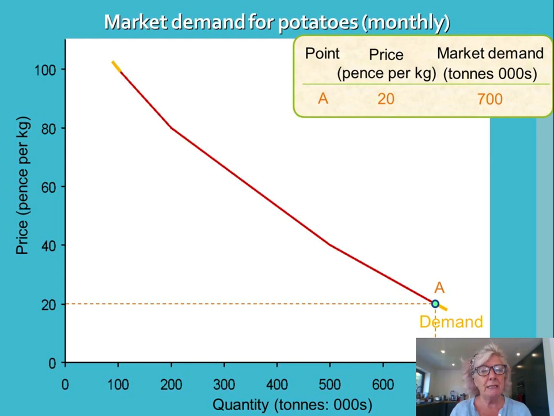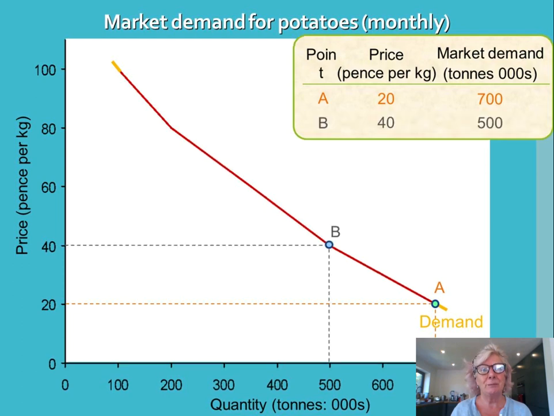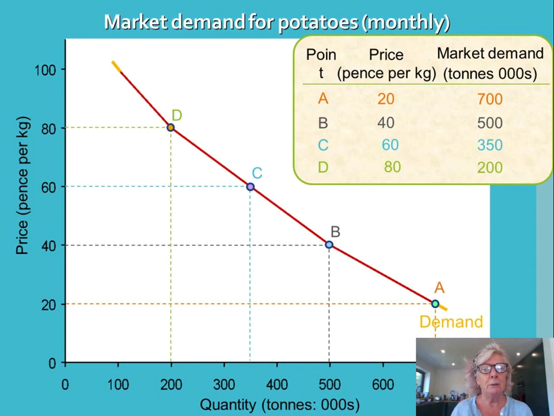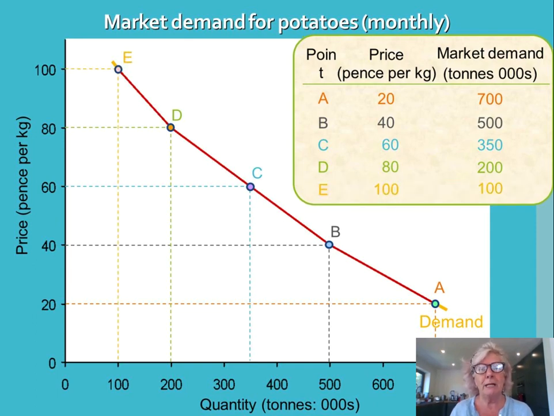And you can see that when the price is low at 20 pence per kilo, demand is very high, 700,000 tonnes of potatoes are demanded. But as the price goes up, we can see that demand falls to point B and then C and so on until we reach the price of 100 pence or £1 per kilo, and at that point demand has fallen right down to 100,000 tonnes. So remember, our demand curve is downward sloping because what it shows us is that as price goes up, demand falls.